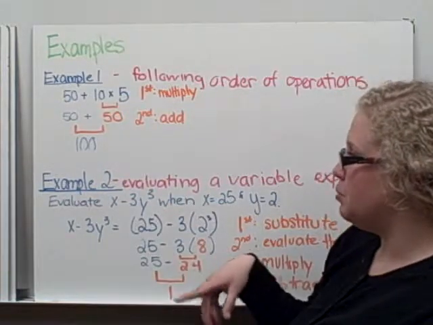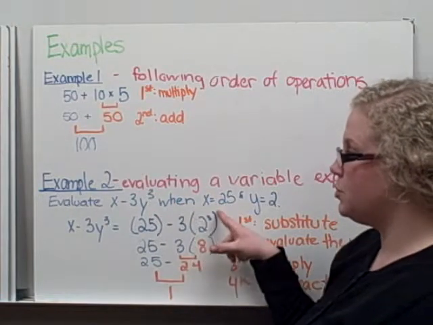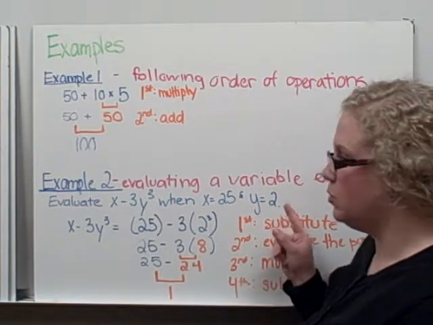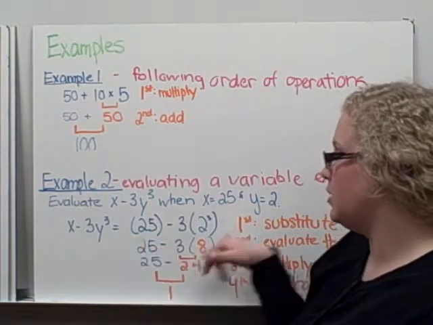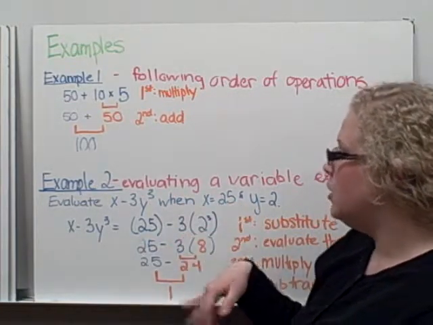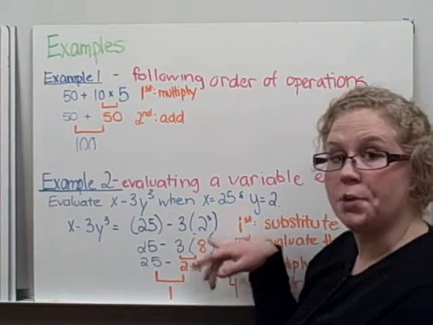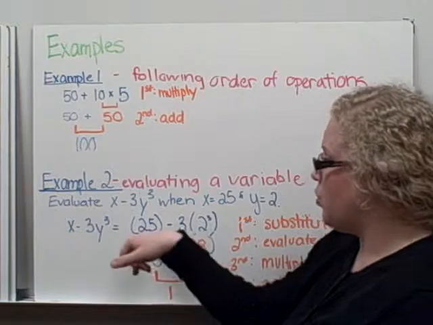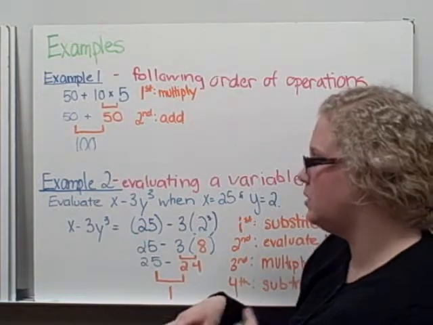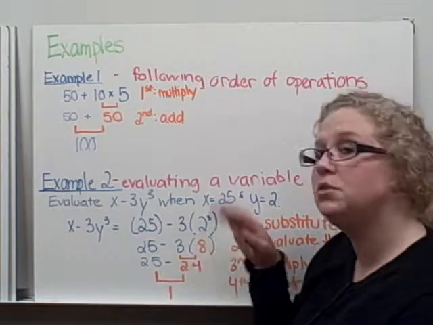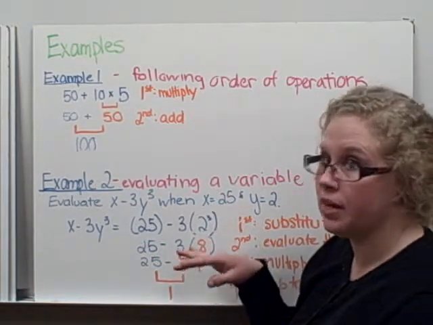In our second example, we're going to evaluate x minus 3y cubed when x equals 25 and y equals 2. First thing we need to do here is substitute 25 for x and 2 for y. Now that we have written our expression out, we have to do what is inside the parentheses first. So these parentheses are just around the number just to keep it by itself, but for here we have 2 cubed, and we need to evaluate 2 cubed before we can do anything else.